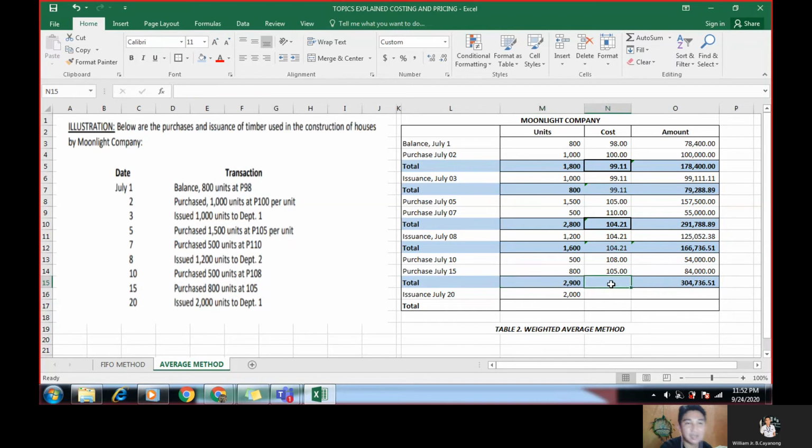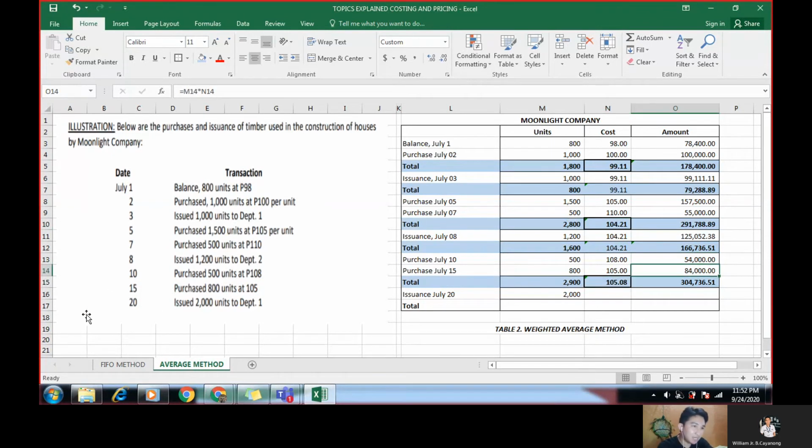Na magkano kaya ang panibagong cost niya or price? So, simply encode equal sign, then click the amount divided by the number of units available as of the moment. So therefore, take outside border tayo. Ang new price natin is 105 pesos and 8 centavos. Okay. Kaya paki-bold lang.